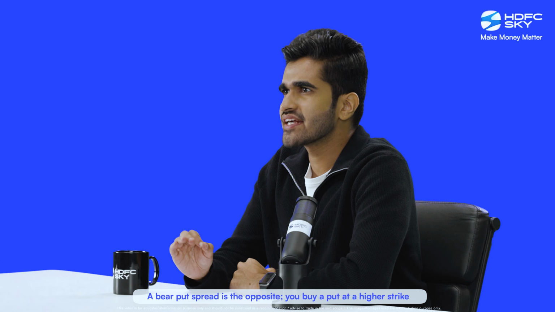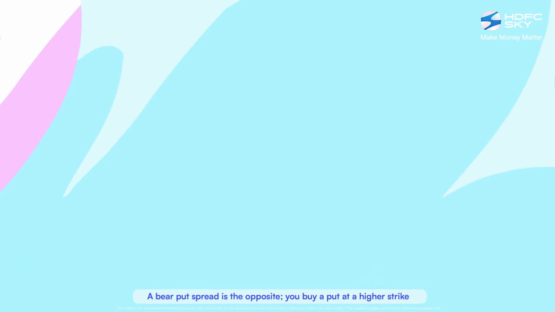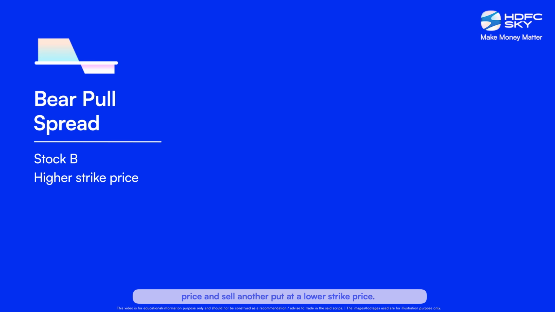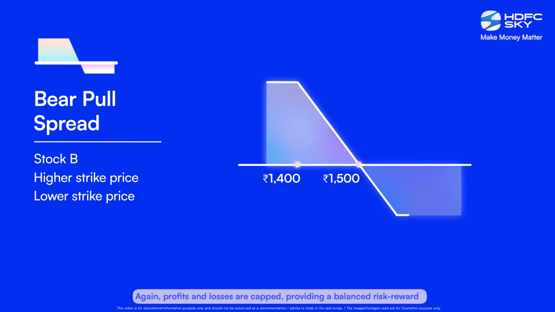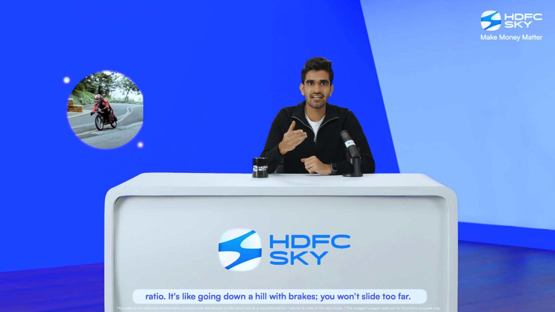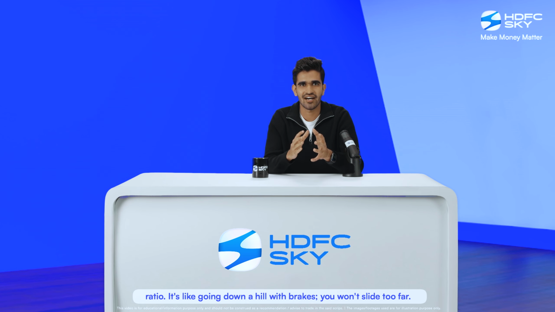A bear put spread is the exact opposite. You buy a put at a higher strike price and sell another put at a lower strike price. For example, you buy a Rs 1,500 put on stock B and sell a Rs 1,400 put. Again, profits and losses are capped, providing a balanced risk-reward ratio. It's like going down a hill with brakes. You won't slide too far.